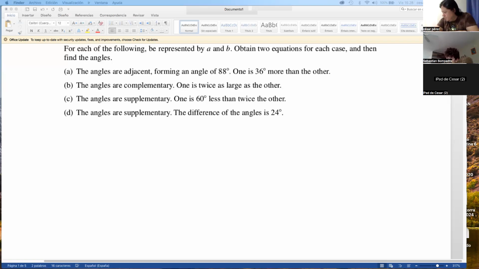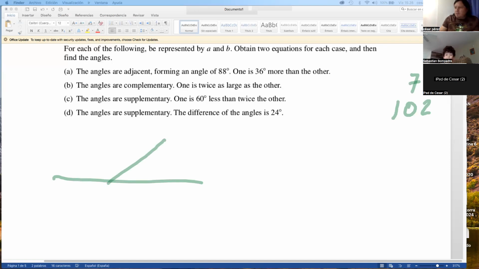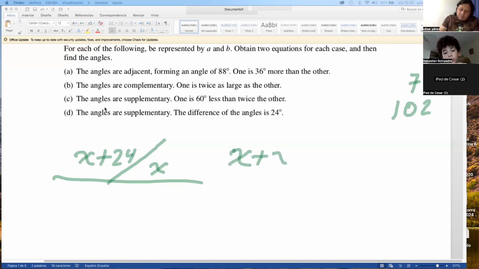I think the angles are 78 and 102. Yes, that's right. We can make a drawing. The angles are supplementary, so together they give 180. The difference of the angles is 24. We can write it this way. This one is always 24 greater than this one, and the difference will be 24. We have x plus 24 equals 180, and we can solve this.